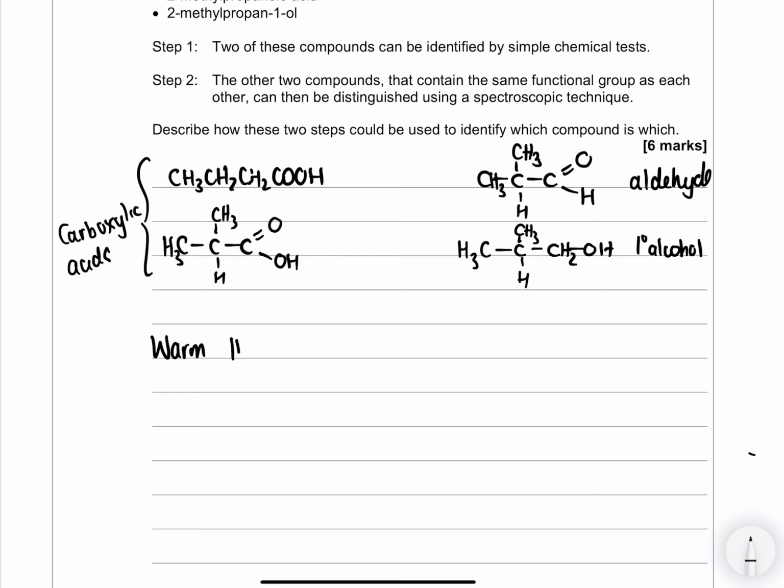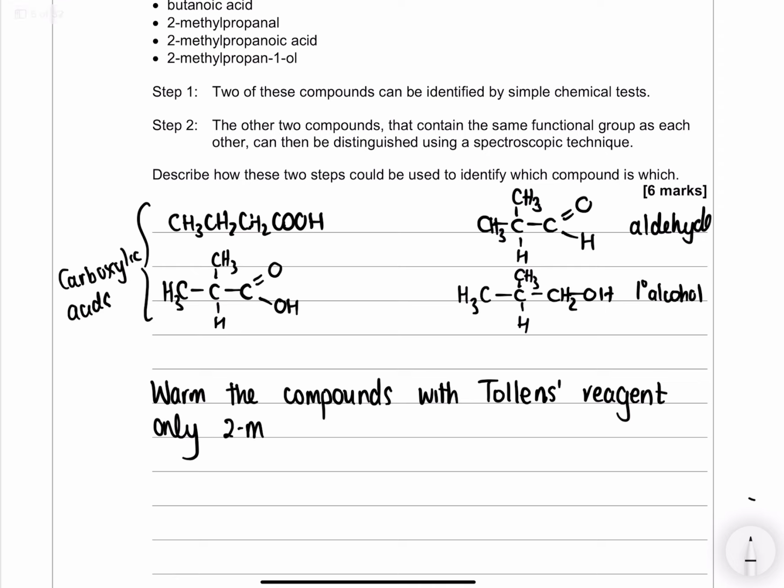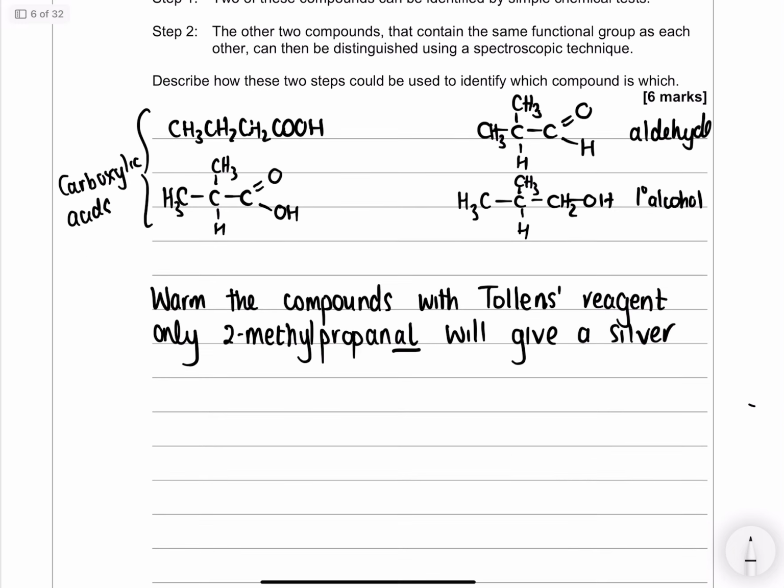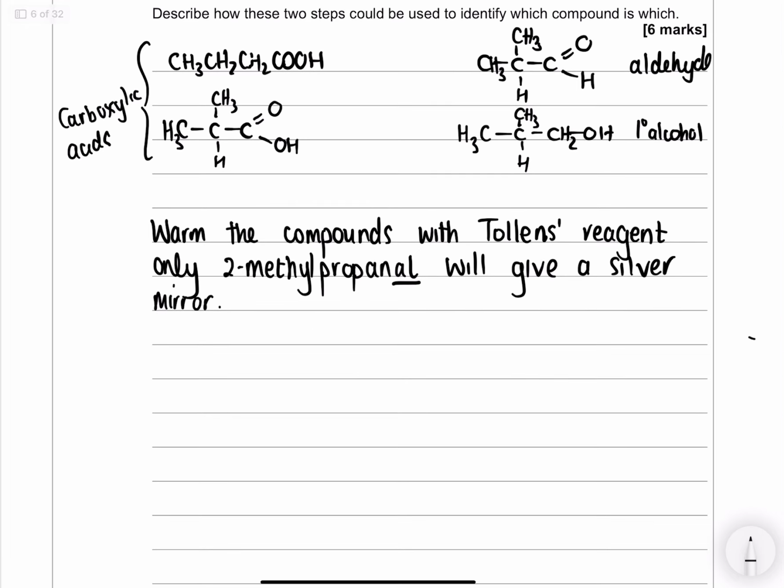So warm the compounds with Tollens reagent. Only the aldehyde, so in this case 2-methylpropanal, will give a silver mirror. Be careful with your handwriting here because they've all got very similar names. If you choose Fehlings, then only 2-methylpropanal will give a brick red precipitate.